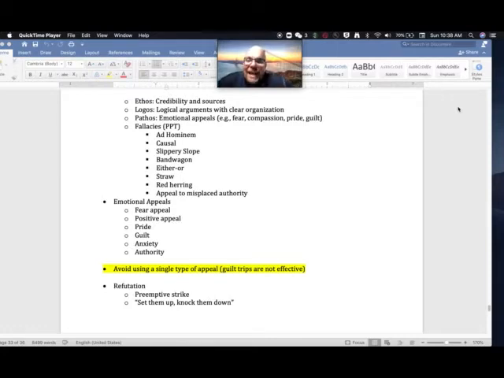So the first one is ad hominem. That means to the man or to the person. And this is simply name calling. This is when a speaker, instead of going after their opponent's positions, they simply go after their opponent and they call them names. Might sound familiar. We had our last president who gave everybody he didn't like a nickname. Those are ad hominem fallacies.